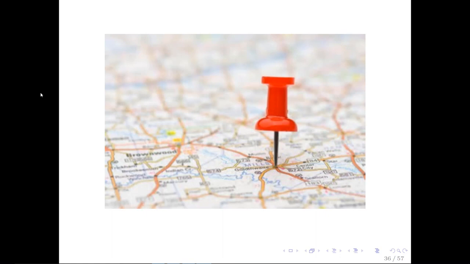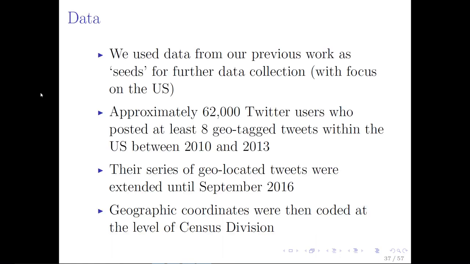For this case, we have individual level data: Twitter tweets with geographic coordinates attached when people posted on Twitter. This is part of a panel data set that we're trying to create. We started with a previous work that we wrote several years ago, where we collected some tweets with geolocation, and since then we've been following these people. Every so often we update our sample. So we have a sample of about 60,000 users who, in the initial data collection, posted at least 8 geotagged tweets in the US between 2010 and 2013. And we've been collecting those tweets over time.